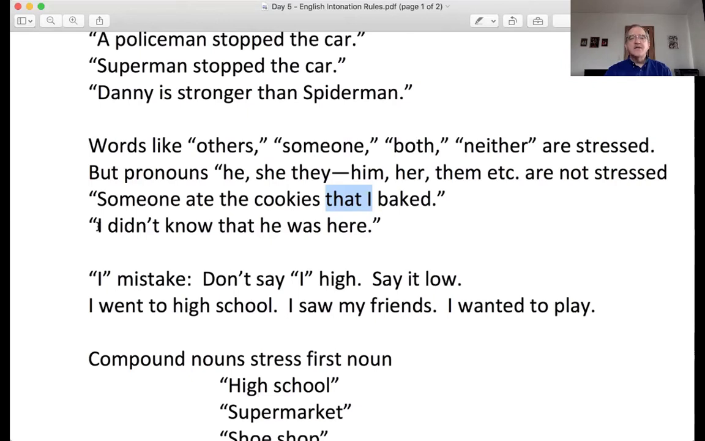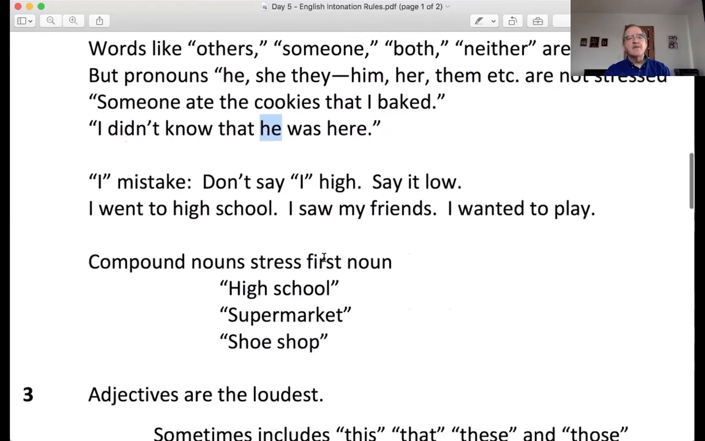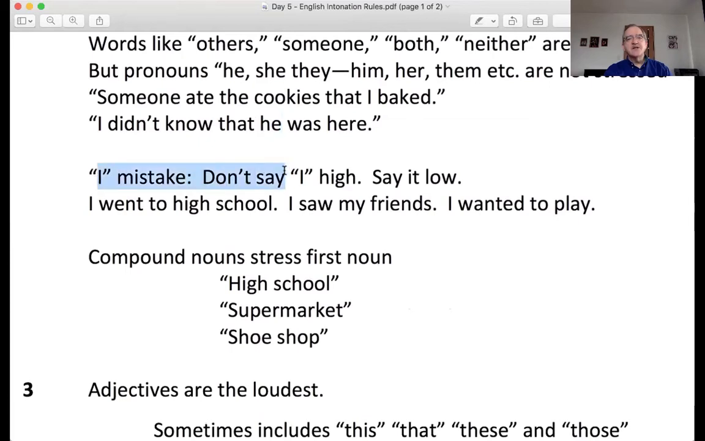I didn't know that he was here. Now we would not say "he" very loud. We would say, I didn't know that he was here. Okay, that's the "I" mistake. Don't say "I" high, say it low.